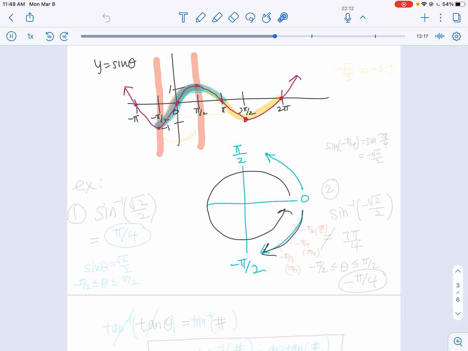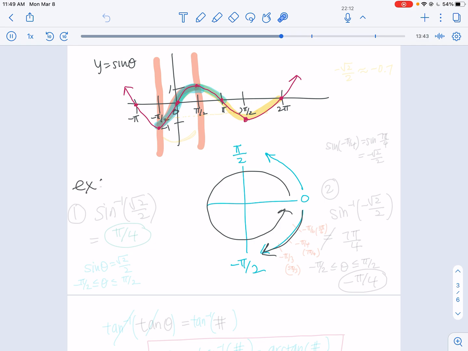With your arms, show me standard position, 0. Your answers are going to be from 0 to pi over 2, or 0 to negative pi over 2. So like this, yes? Like this, not like that. It's like this. Okay, so let's take a look at an example.